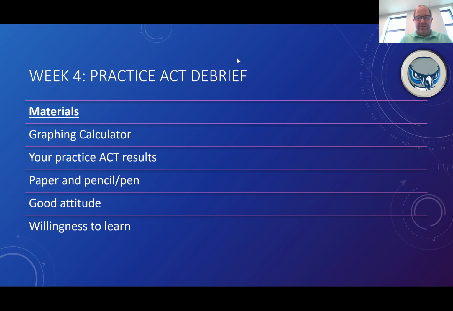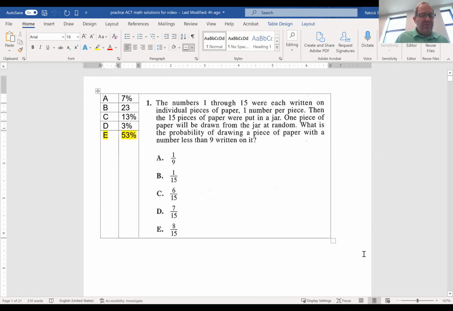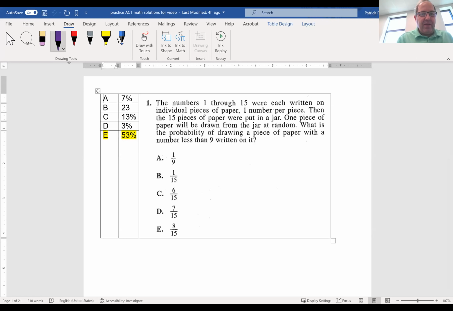So let's go ahead and get started here. On the very first question of this test, only 53% of people got it right. On the left-hand side, I am putting down the percent that students answered. So 7% answered choice A, 23% chose choice B, and so on. I'm highlighting the correct answer, in this case E, 53%.